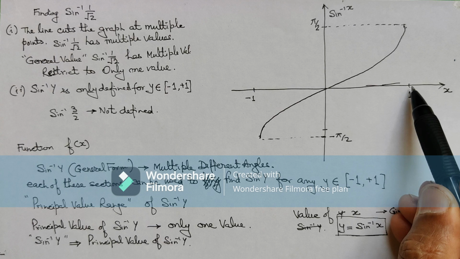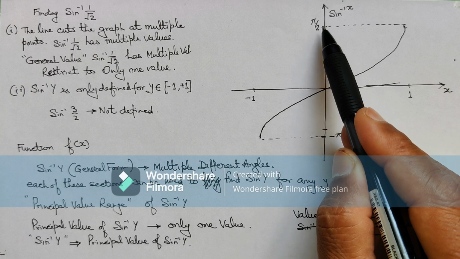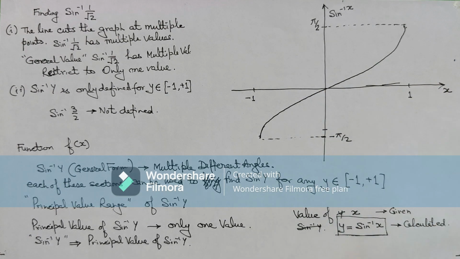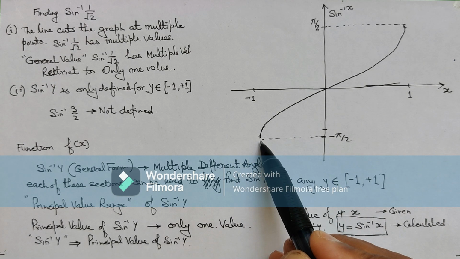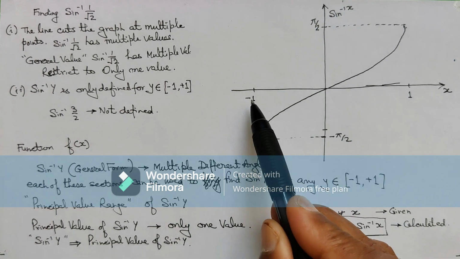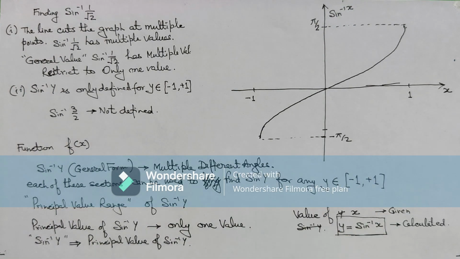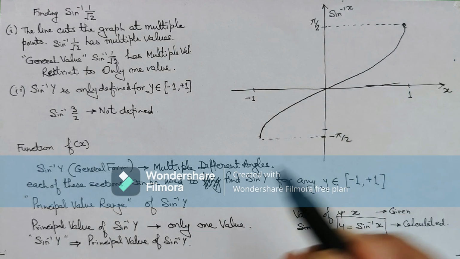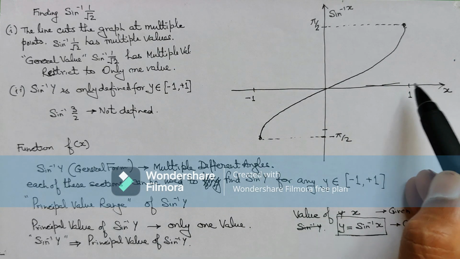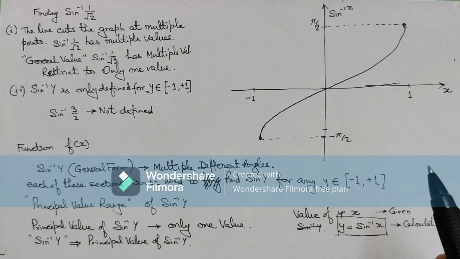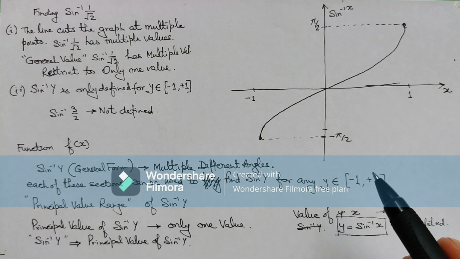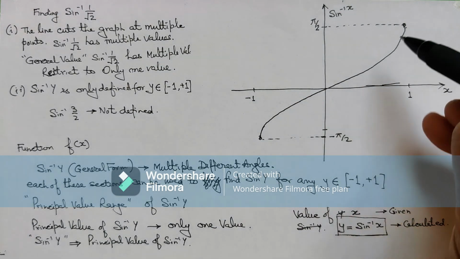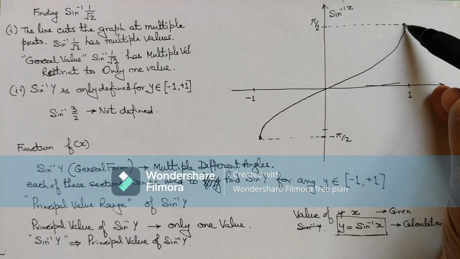For value of x as 1, sine inverse x is pi by 2, which means sine of pi by 2 is 1. For value of x equal to minus 1, sine inverse minus 1 is minus pi by 2, which means sine of minus pi by 2 is minus 1, and anywhere in this range. The graph ends here because value of x cannot go beyond plus 1 and minus 1, and correspondingly the value of sine inverse x, since we have restricted ourselves to only principal value range, the sine inverse x will always range between plus pi by 2 and minus pi by 2.